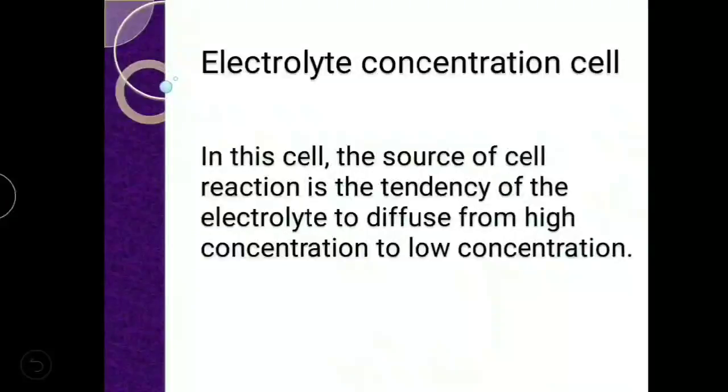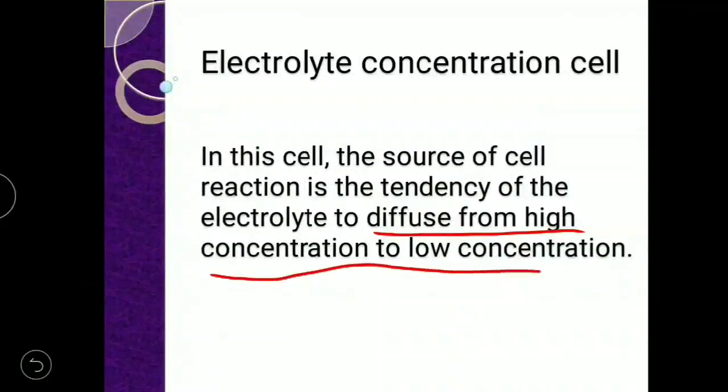In this cell, the source of cell reaction is the tendency of the electrolyte to diffuse from high concentration to low concentration. Generally, in a galvanic cell, when we have two different electrodes in half cells, there will be some potential difference between the two electrodes. Because of that potential difference, there will be the passage of electricity from anode to cathode. But what is the source of electrical energy in concentration cells?